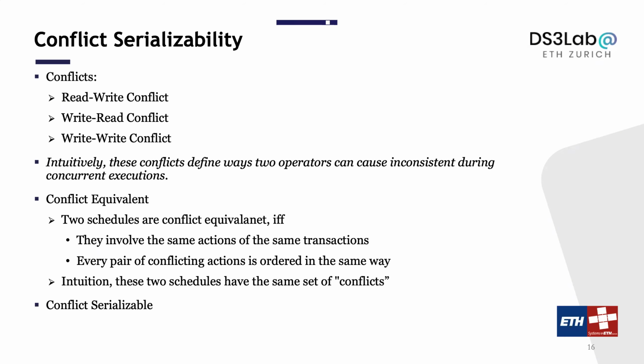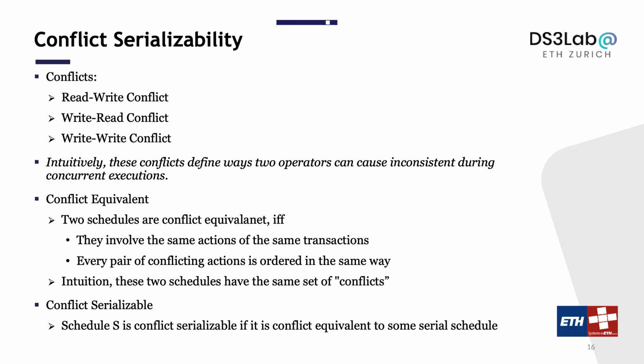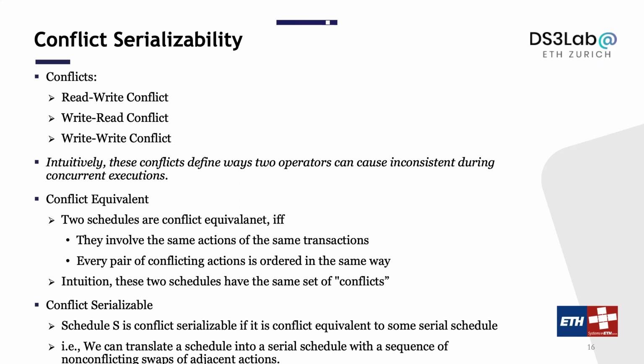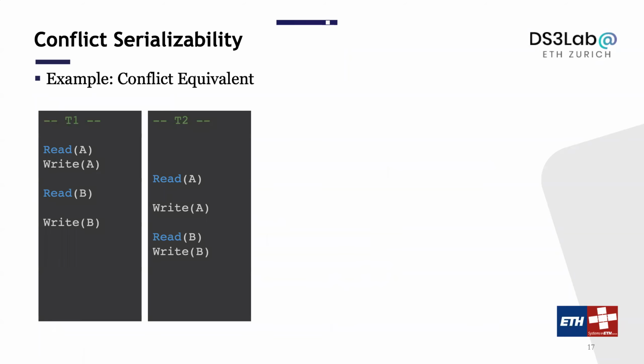And then conflict serializable is defined as: a schedule S is conflict serializable if it is conflict equivalent to some serial schedule. That also means that we can translate a schedule into a serial schedule with a sequence of non-conflicting swaps of adjacent operations. So let's look at one example. Assuming you have these two transactions, T1 and T2. T1 reads A, writes A, then T2 reads, then T1 reads B, T2 writes A, and so on and so forth.